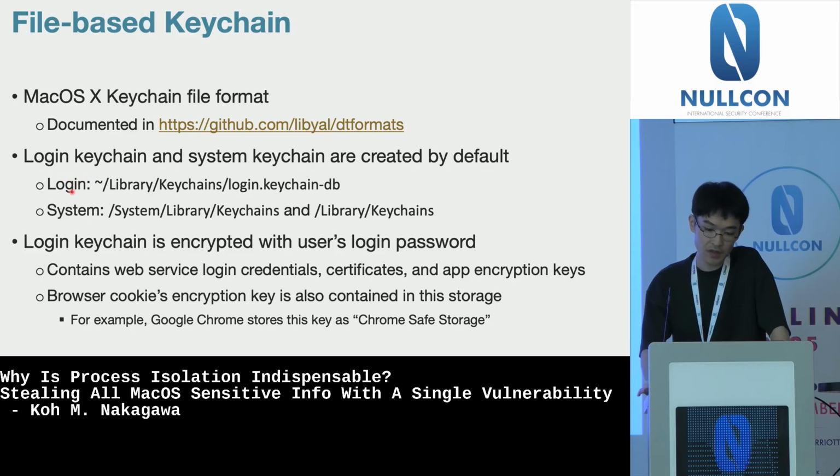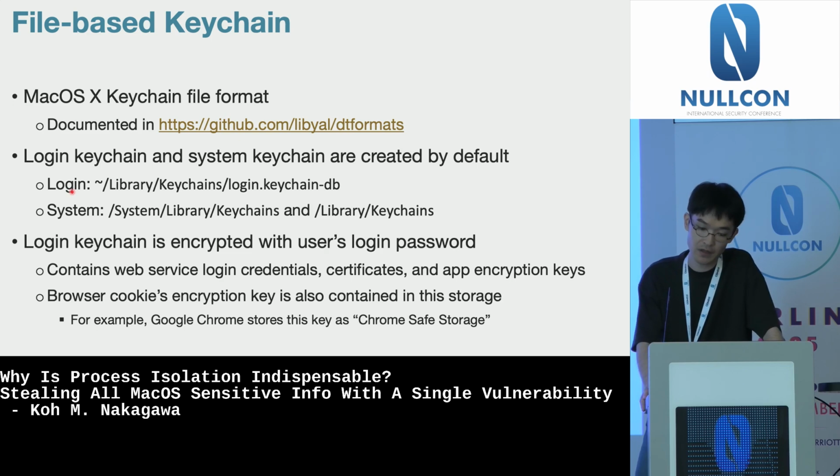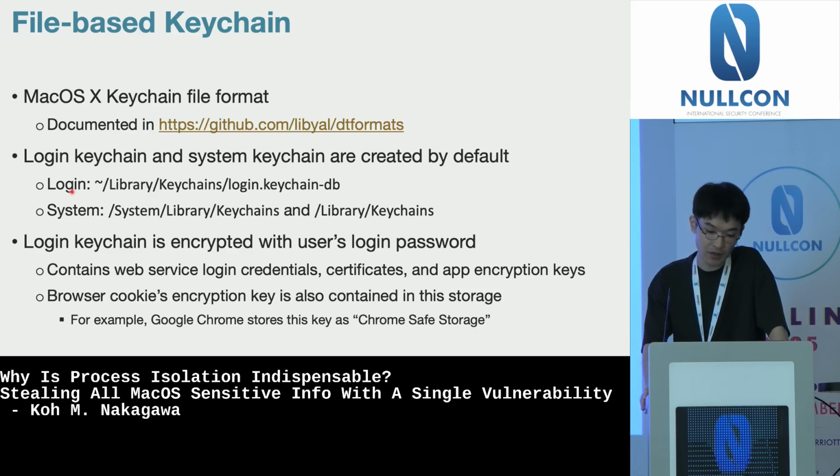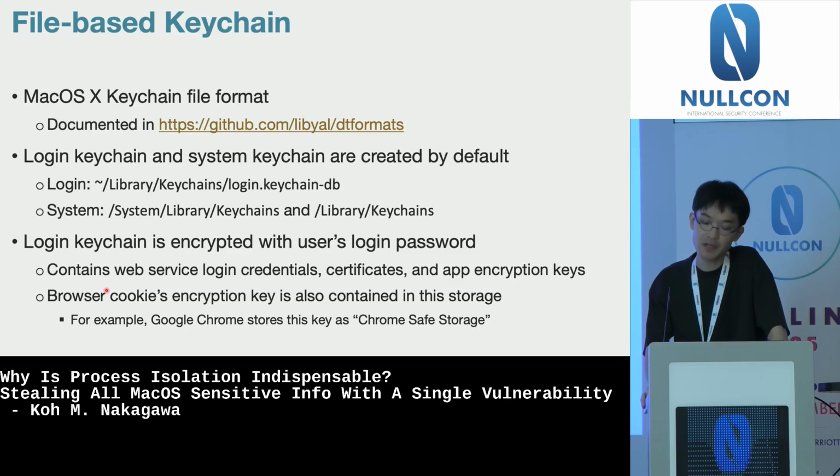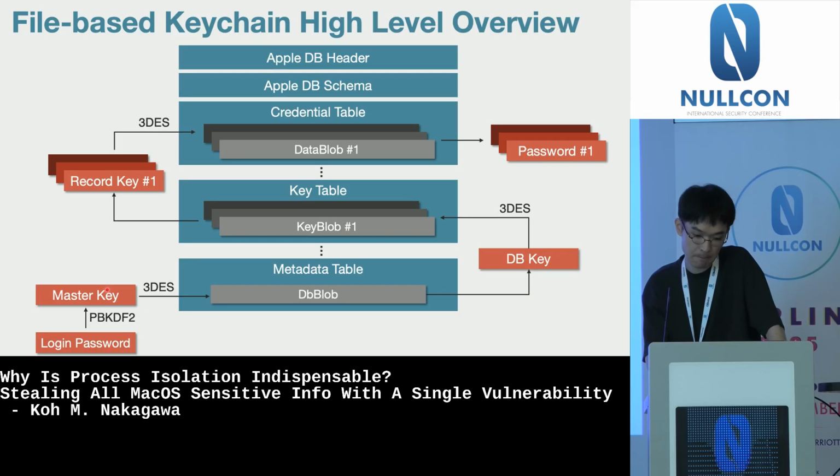The login keychain is encrypted with the user's login password and contains web service credentials, certificates, and app encryption keys. In the wild, malware, especially infostealers, often targets the browser cookie encryption key stored inside. For example, Google Chrome stores its cookie encryption key under the name Chrome Safe Storage. Without obtaining it, an attacker cannot decrypt the contents of the Google Chrome browser cookies.